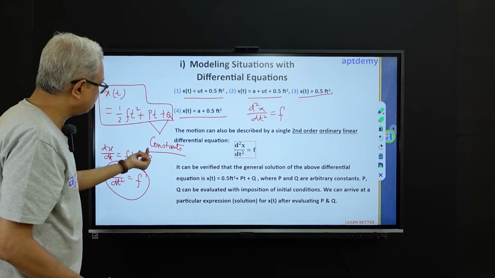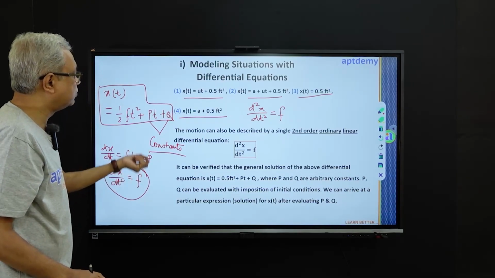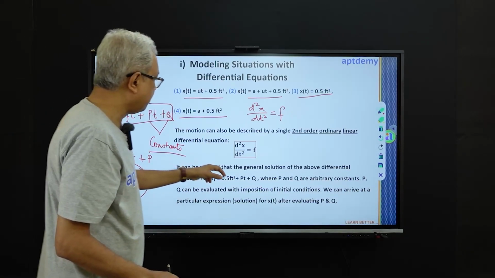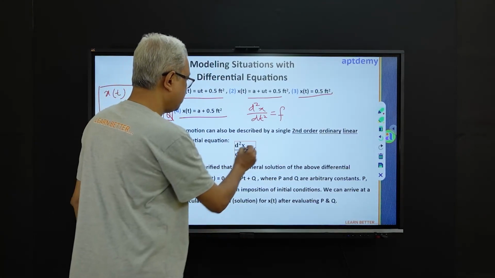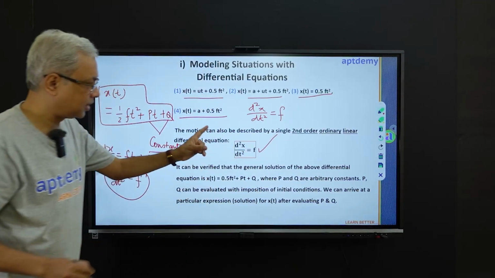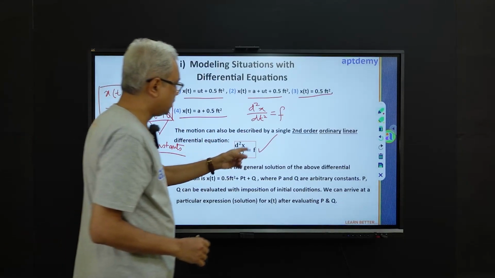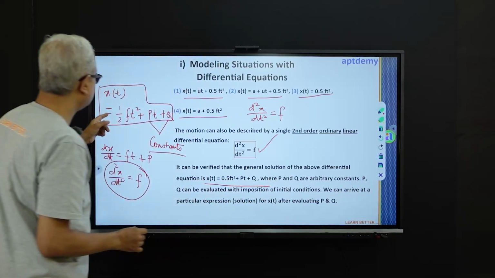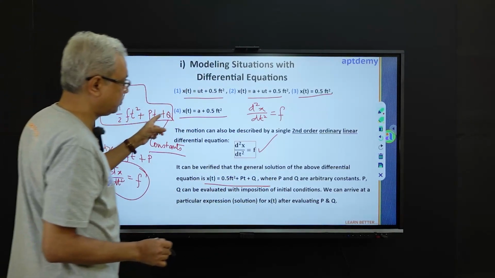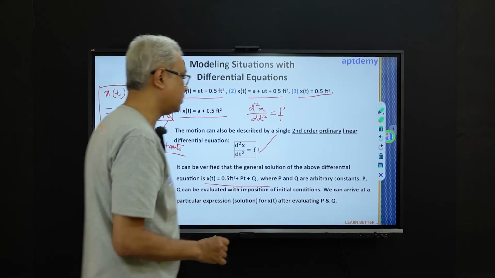you can find out the values of p and q. So it can be verified that the general solution of the above differential equation, a second order linear ordinary differential equation like this, is x equal to half ft square plus pt plus q, where p, q are arbitrary constants.